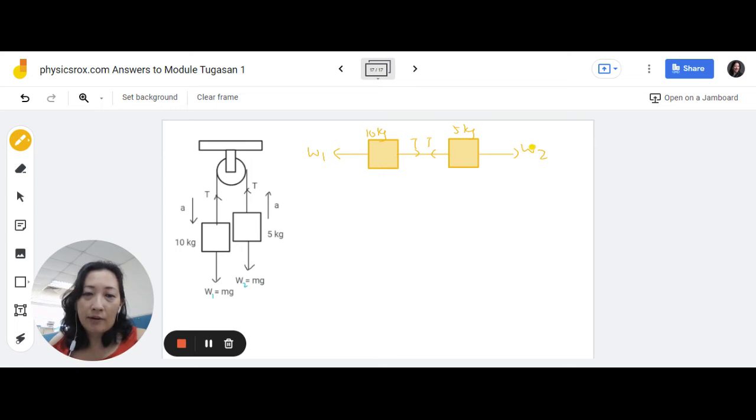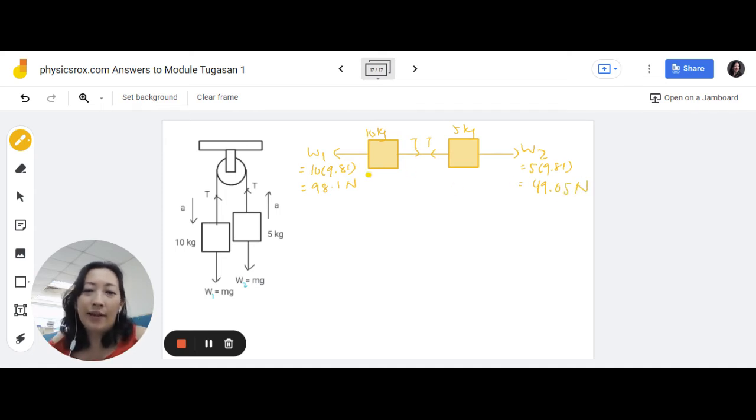Now, in this case, we're not going to assume to the right as positive or negative. Let's work out the values of W1. So W1 is mg, which is 10 times 9.81, which gives us 98.1 Newton. And W2 is 5 times 9.81, which should give us a value of 4 point something. Sorry, the mental math is not so strong today because I'm tired. 49.05. Oh, it's the same as the earlier number.